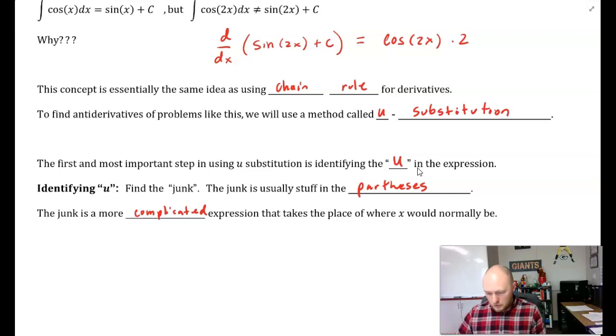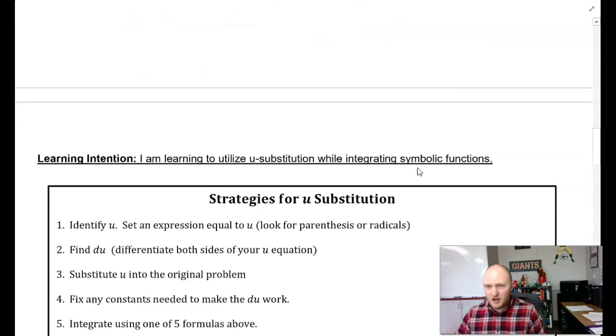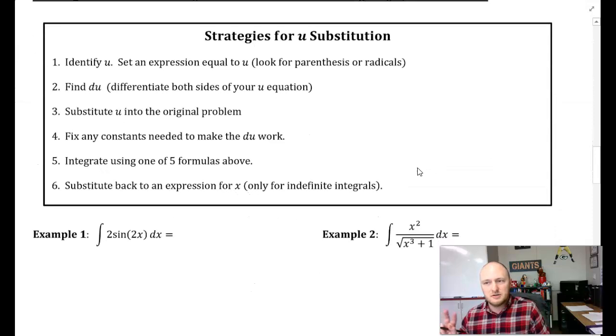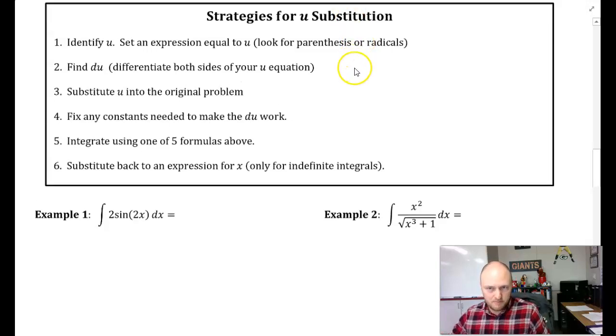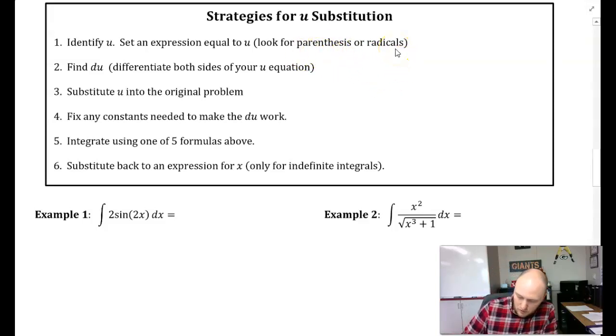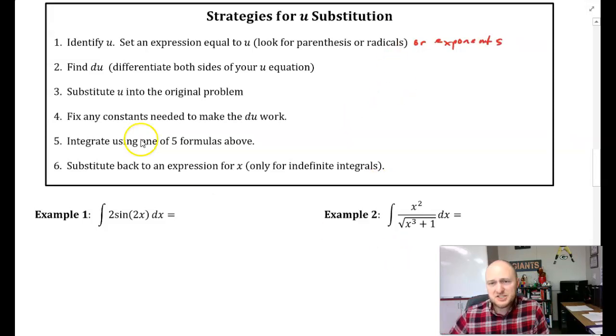So identifying that u. Now, there are a couple of other ways besides just the parentheses to identify u. We'll talk about them here. Here are the strategies or the general approach and procedures for u-substitution. Step 1, identify u. What you're going to do is set an expression equal to u. Look for parentheses, radicals, or exponents. I'm going to add this one in here too. Radicals or exponents. Step 2, find du. This is just done by differentiating both sides of your u equation.